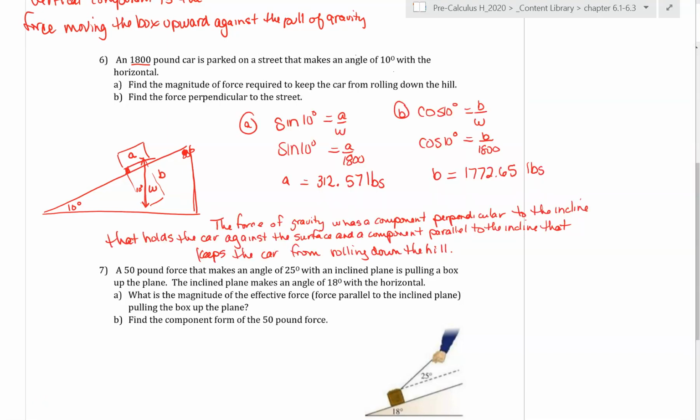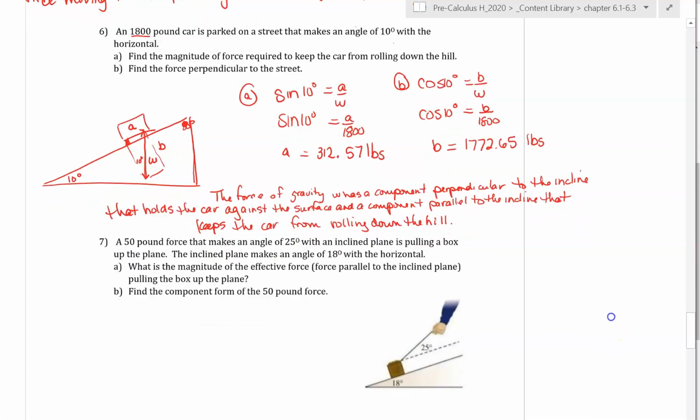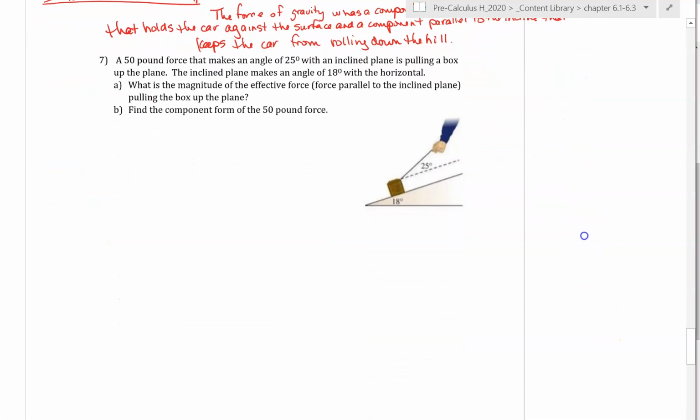The force of gravity, W, has a component perpendicular to the incline that holds the car against the surface, and a component parallel to the incline that keeps the car from rolling down the hill. Okay, one last incline example.